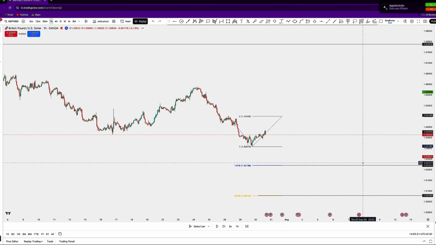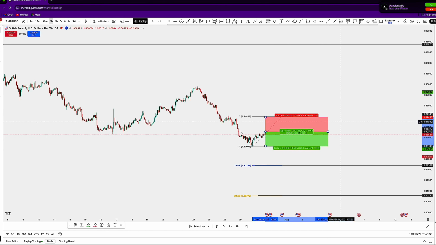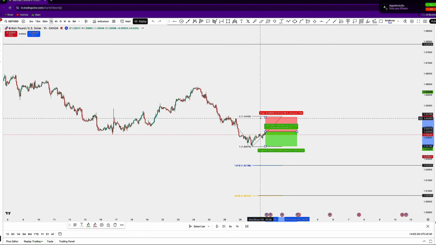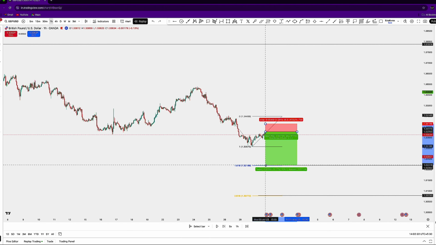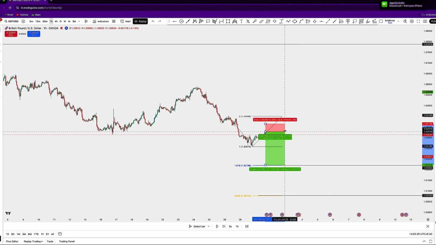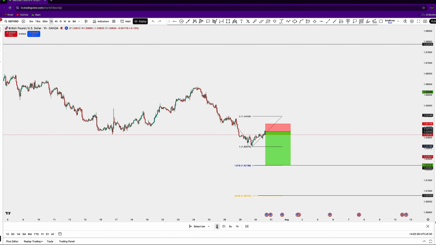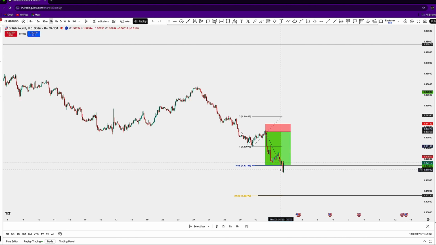Let me put my short position, just drop it here. My stop loss a little above here, then my take profit to this point. So here we have 1:4 risk to reward, which is a very good risk to reward. Let's see the reaction of price. Boom, you can see it. Our take profit has been hit.